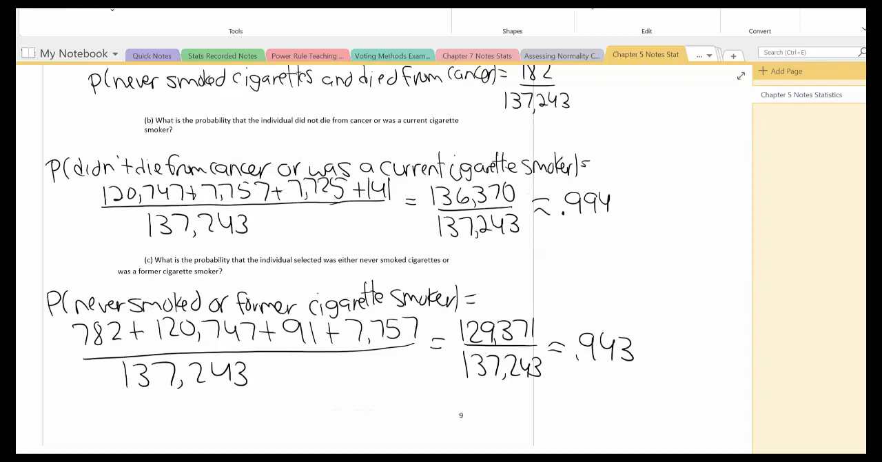Okay, so adding 787 plus 120,757 plus 91 plus 7,757 gets me 129,371 over the total, which is 137,243.